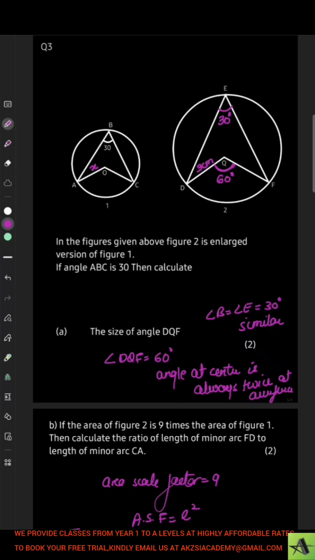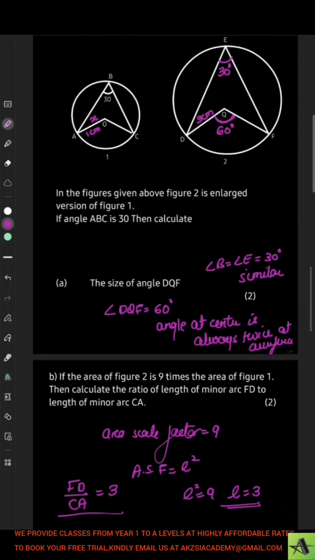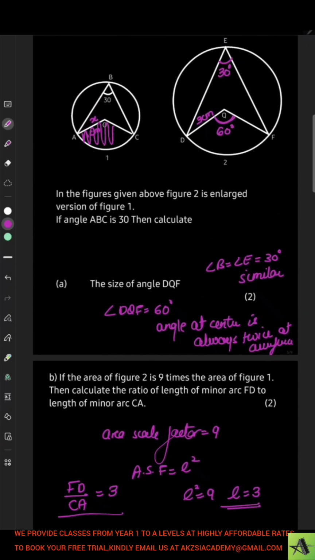If the length scale factor is 3, it clearly indicates that if I multiply the smaller lengths by 3, I'll get my bigger length. So obviously AO is 1 centimeter. If AO is 1 centimeter, they are asking you to calculate the minor sector. A sector is basically a pizza slice, bounded by the arc and 2 radii, and minor means a smaller one, because if this is a sector, this is also a sector, but this is a major or bigger sector. They're asking you to calculate the area of the minor sector.